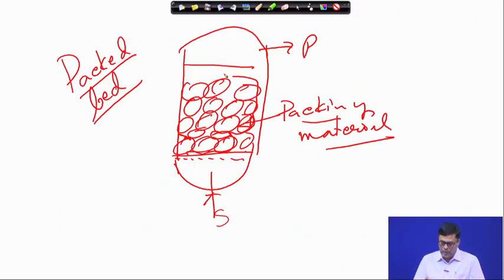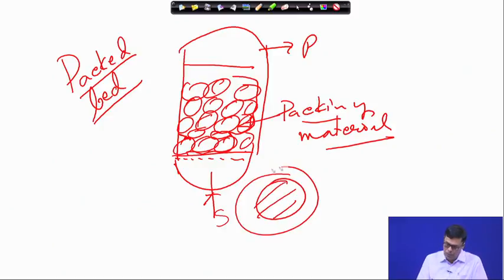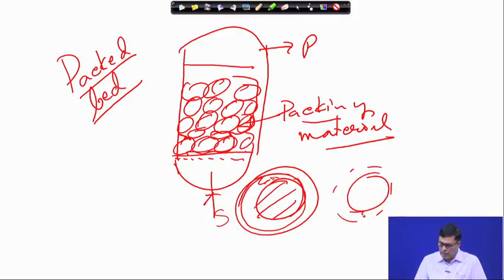So, what I want to say is that, suppose this is the solid matrix, and the whole portion of the solid matrix will not come in contact with the substrate. Suppose we want to do immobilization of enzymes, and the enzymes are immobilized on a particular solid surface, on the whole surface. Now, if the solid materials are touching each other, at this portion, whatever enzyme is there will not come in contact with the substrate. So, that is the problem with the packed bed reactor.